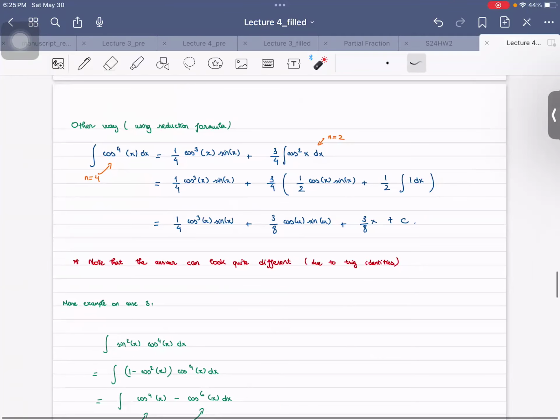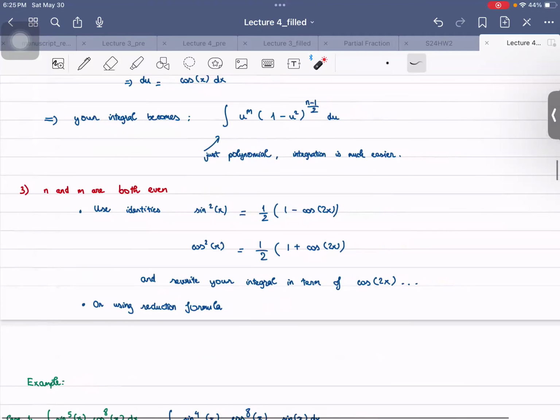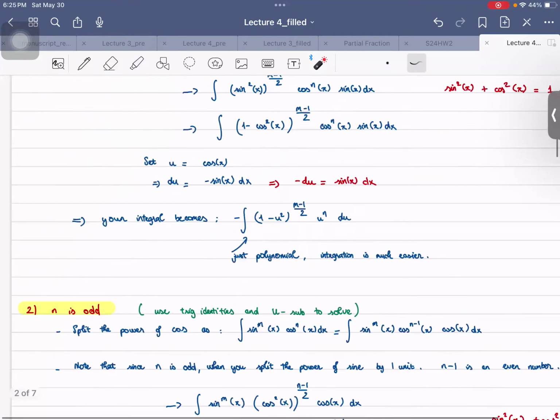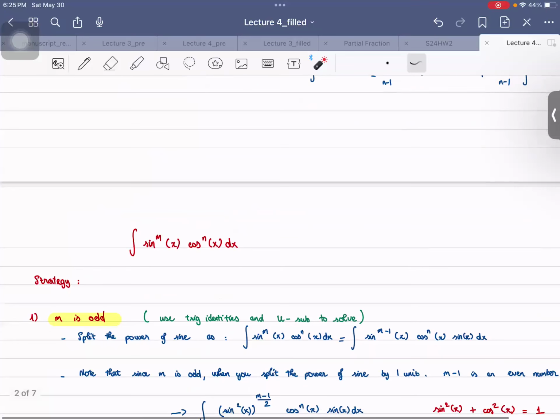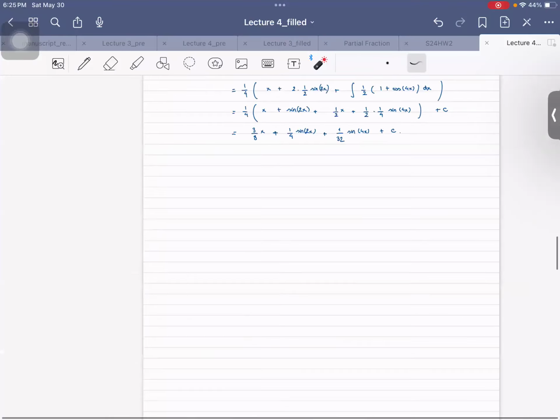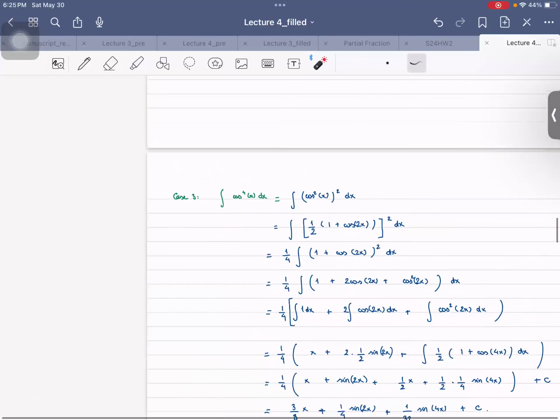Now we come to the last case. What if n and m are both even? That is the scenario when you look at an integral that contains sine and cosine, but both of them contain even powers. Let me try with a similar case.